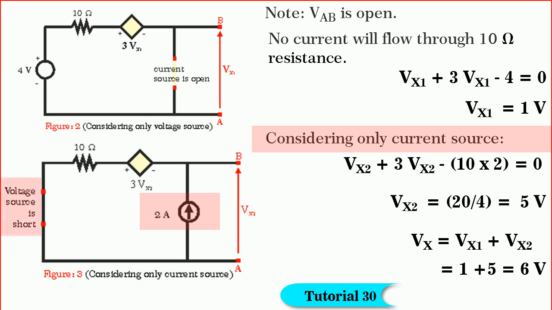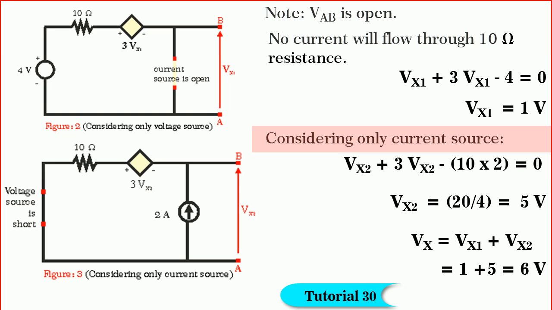By short circuiting the voltage source, the network is shown in figure 3. Let Vx2 be the voltage between A and B. Observe the network carefully. Note that the dependent voltage source is now dependent on Vx2. Number 2, the current of 2 amperes will flow from right to left in 10 ohm resistance. Number 3, Vx2 is the voltage across the current source of 2 amperes. These are the important observations you have to make.